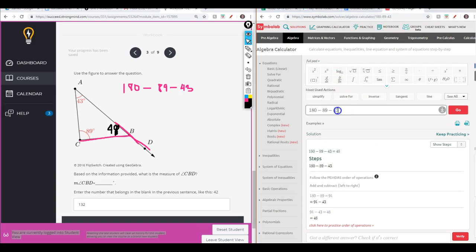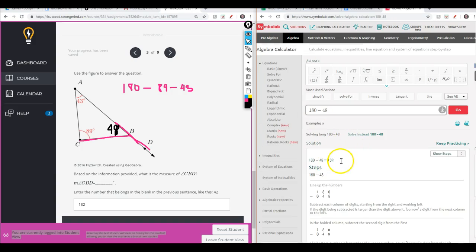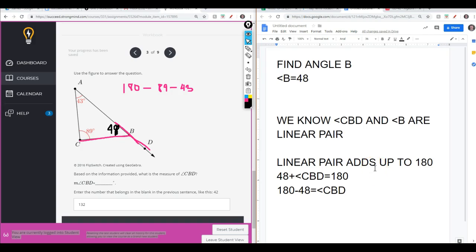So again, jump over here. We're going to go 180 minus 48. And that gives us 132, which is exactly what we ended up with from the beginning, from our linear pair, not our exterior angle theorem. So if you can remember that relationship, great. If not, just use your knowledge of how many degrees are inside a triangle, and linear pairs. So again, this is 132.